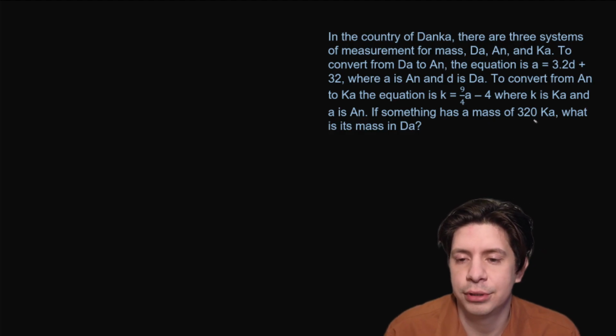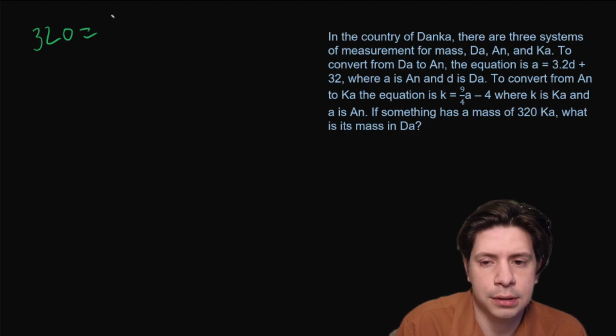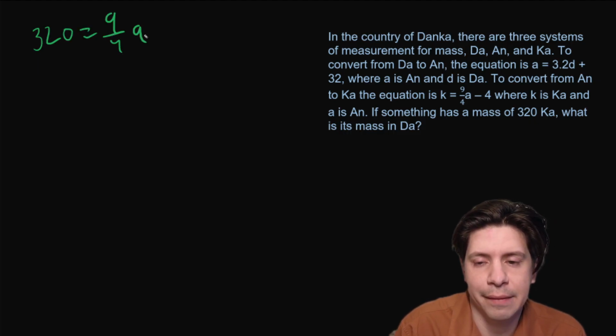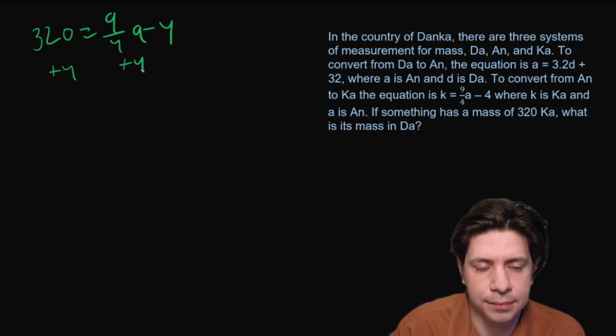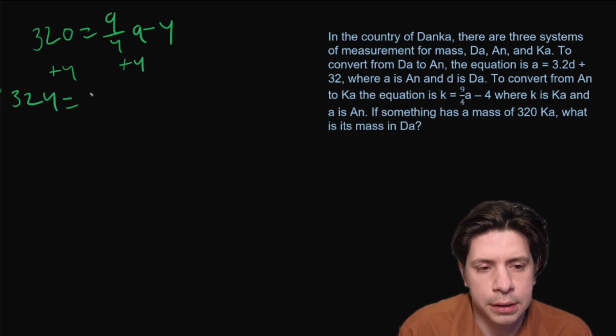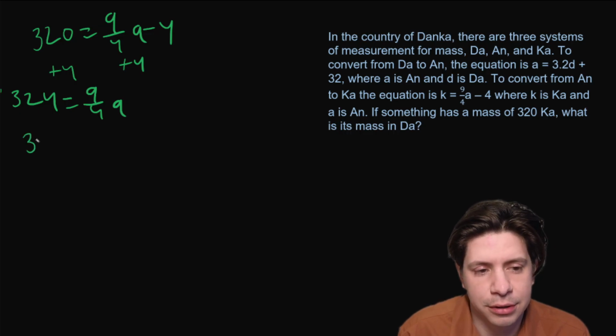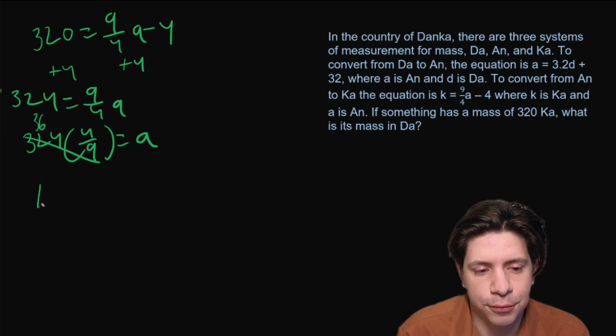So let's find 320 Ka, right? So plug that into the second equation. So we're going to get 320 equals 9/4 A minus 4. Add 4 to both sides, and you will get 324 equals 9/4 A. And then multiply by 4/9 on both sides. You're going to get 324 times 4 over 9 equals A. Divide by 9, that gets you 36. 36 times 4 is 144 equals A.